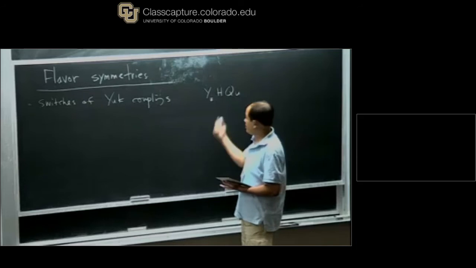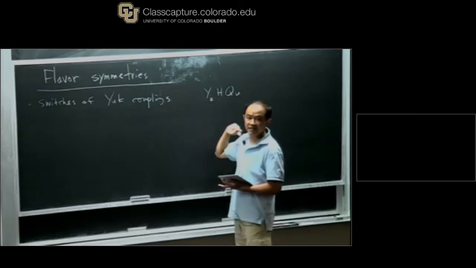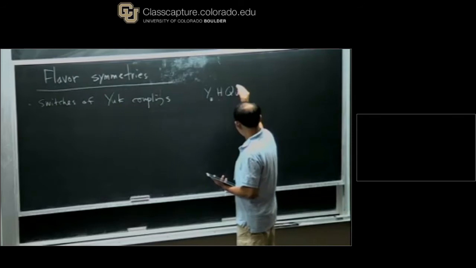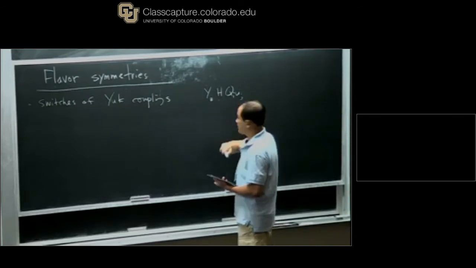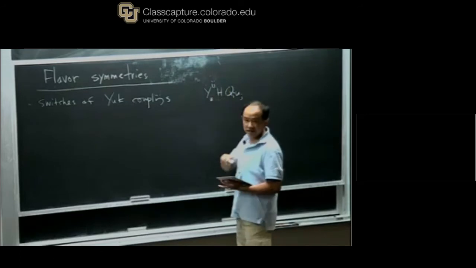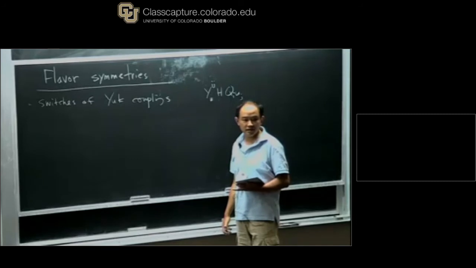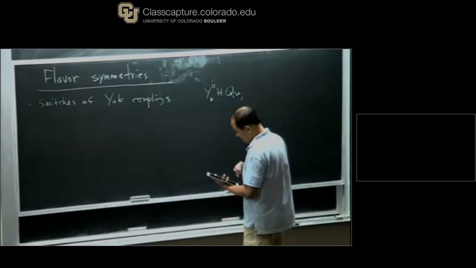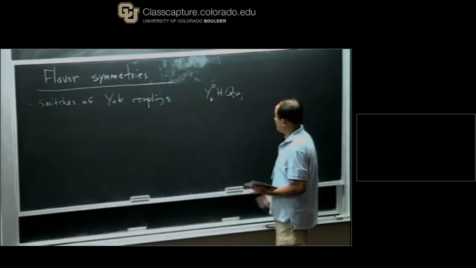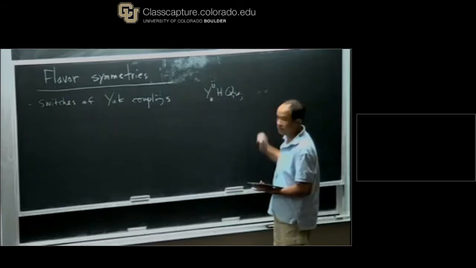This is how the up-type quark gets its mass when the Higgs gets a vev. So this looks like a quark mass. And in principle, there are flavor indices, i and j, here. This is actually a matrix, not a single number. But for the moment, let's switch all these off. Let's set all these to be zero.